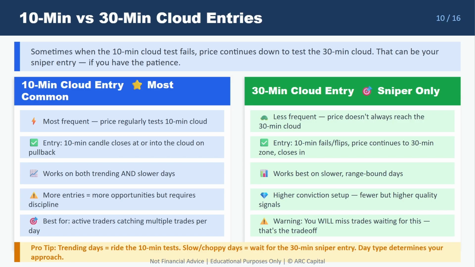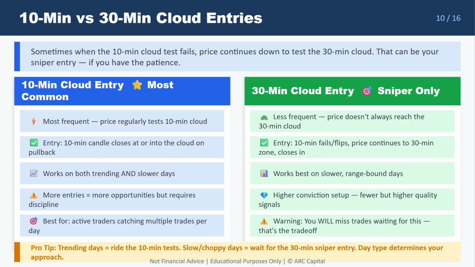Now, if price looks like it's going to continue down to that cloud, you could look for that cloud to act as a very heavy support. So you could look at that cloud to enter your trade against that cloud, right? With your stop loss under that cloud. So 10-minute cloud entry, most frequent.